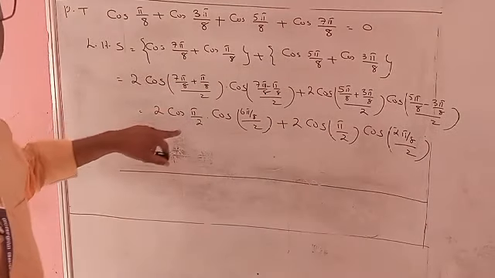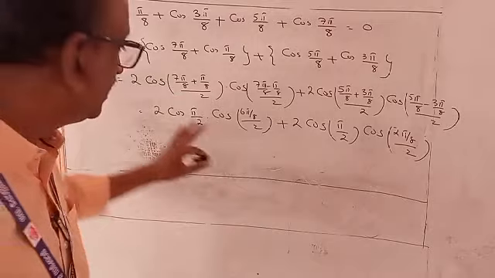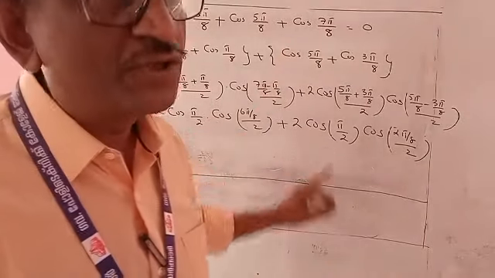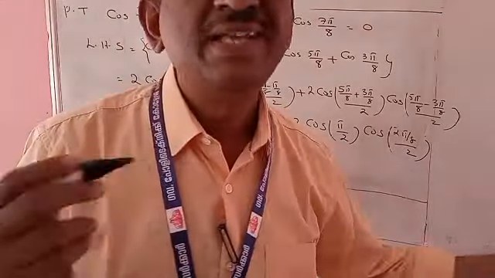Here there is a cos 90 degree. Cos 90 degree is 0. So the first portion is 0. Here also cos pi by 2. The second portion is also 0. The answer is 0.